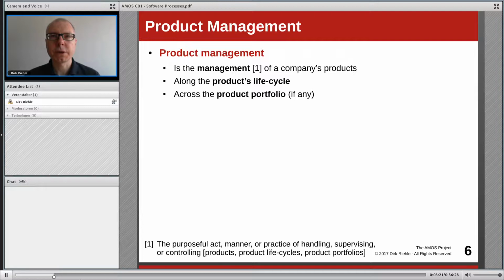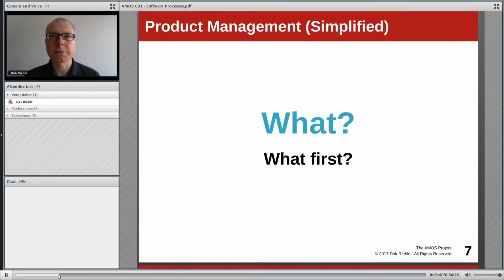So first of all, product management. It's the management of a company's products along multiple dimensions. So there's the product life cycle: it's new, created, it's growing, it's mature, and there's, say, the product portfolio. Maybe a product is part of a larger product family or product line. And then there are many other dimensions. To learn more about this, please take our software product management course.